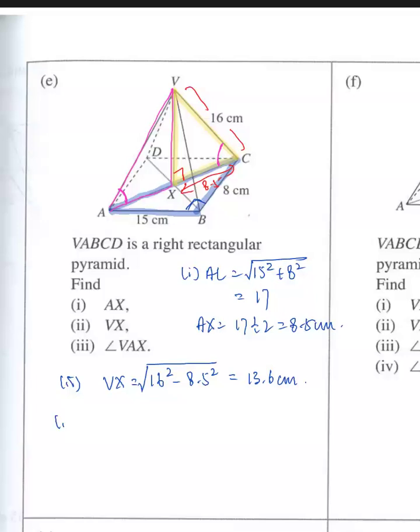So to find VAX, I can find VCX first. And I can use any function I want. I'll just use cosine. So cosine of angle VCX is 8.5 over 16. So angle VCX is cosine inverse, 57.9 degrees. And then I know that angle VAX is the same as well. It's 57.9.